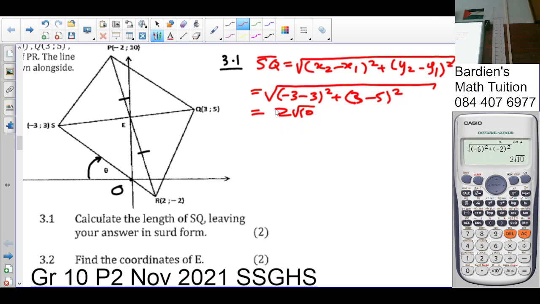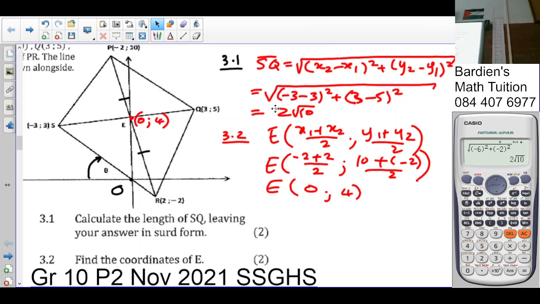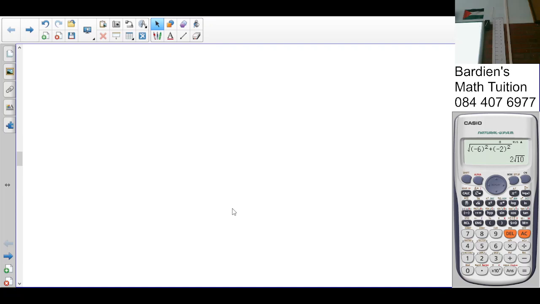Then it says calculate the coordinates of E. But we see that E is the midpoint, not so. How do you work out the midpoint? It's x1 plus x2 over 2, y1 plus y2 over 2. Okay, so that gives us -2 plus 2 over 2 and 10 plus -2 over 2. So that gives us E to be 0 and 8 over 2 is 4. So E is 0 and 4.